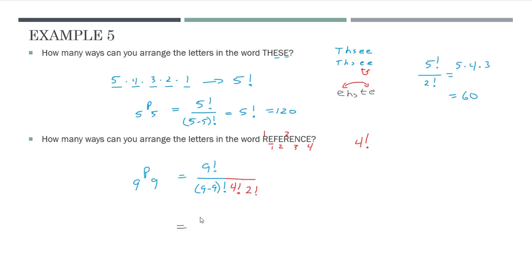So our numerator is going to become 9 times 8 times 7 times 6 times 5 and then times 4 factorial. And then on the denominator we have 0 factorial, 4 factorial, and 2 factorial. The 4 factorials will cancel out, and 0 factorial is just 1, and 2 factorial is 2. So we're left with 9 times 8 times 7 times 6 times 5. And when we put that in the calculator, you get 7,560.